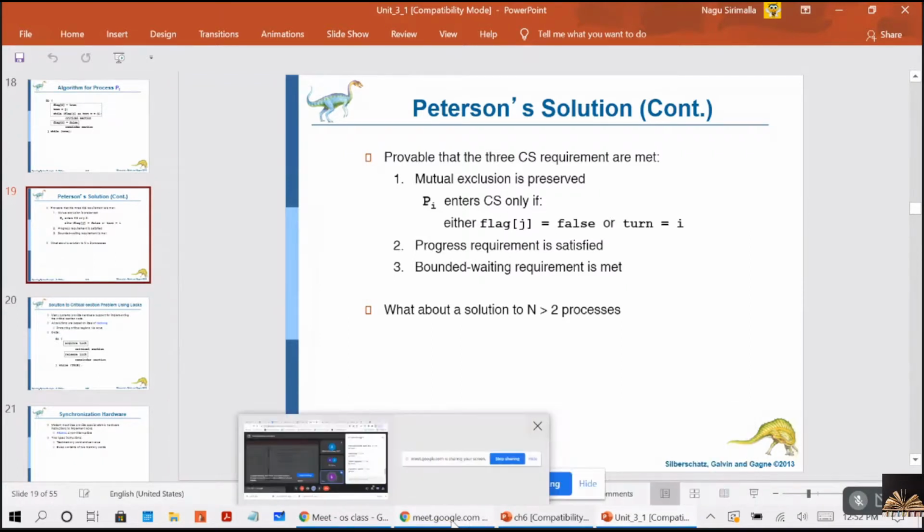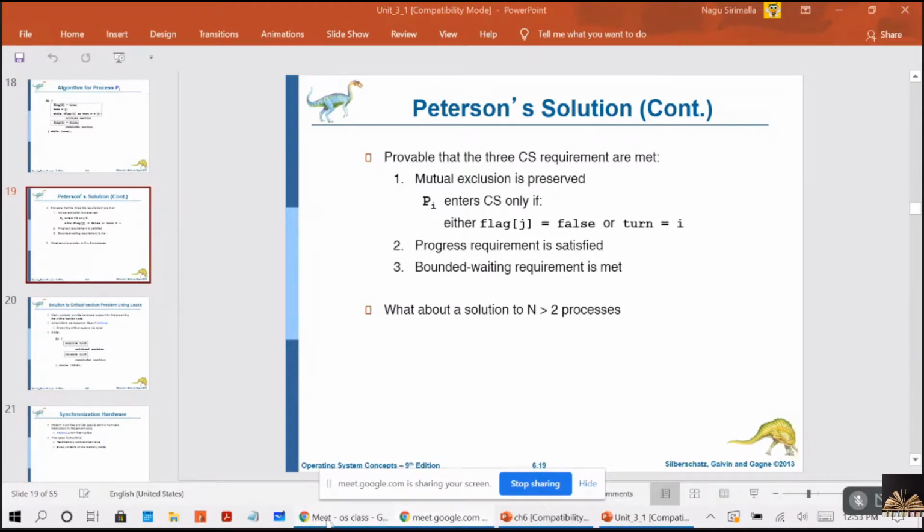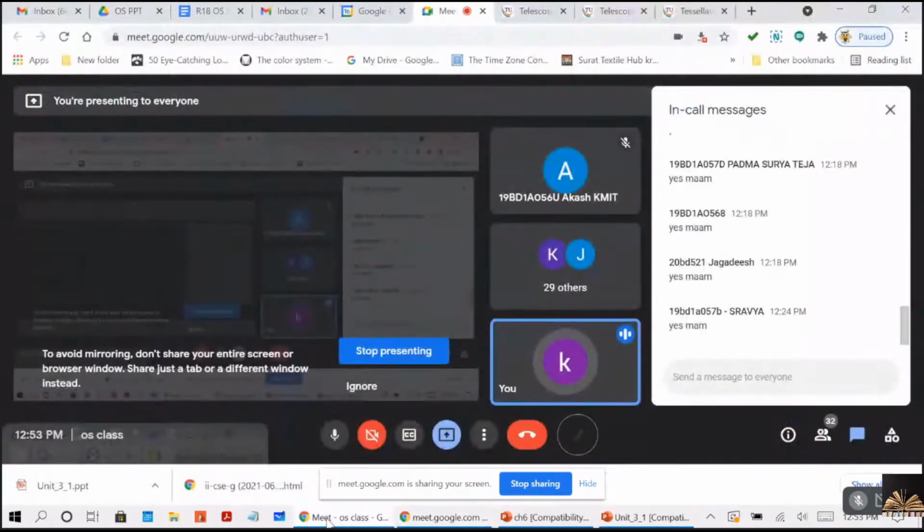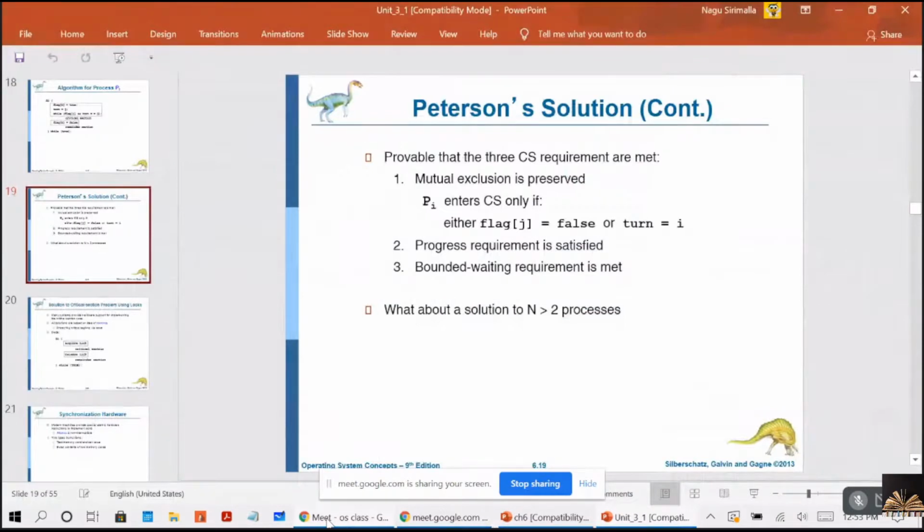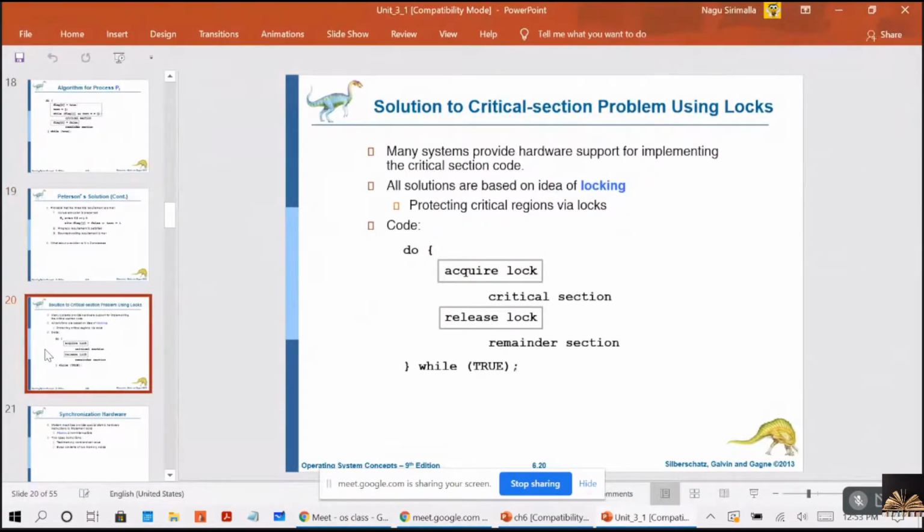So with this, you are going to satisfy all the three conditions, right? So I can say this is one of the solutions for the critical section problem. But it also has some limitations. What are the limitations?